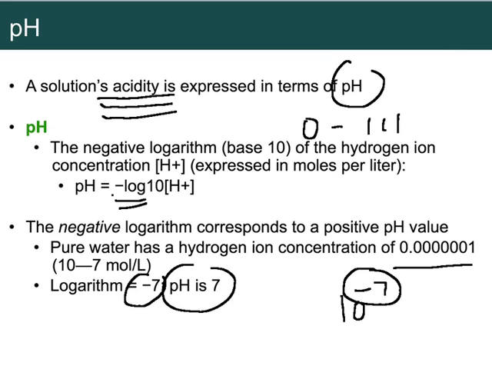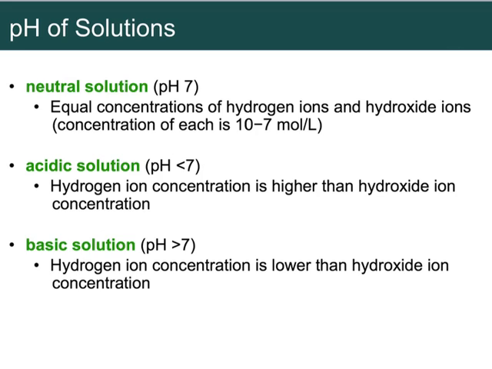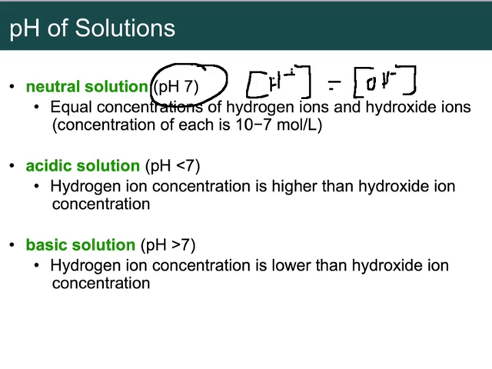And that's for pure water. So if the pH is exactly 7, that's pure water. That means the concentration, remember we said the little brackets mean concentration, of hydrogen ions is equal to the concentration of hydroxide ions. So if it's pH 7, then there are equal concentrations of hydrogen ions and hydroxide ions.